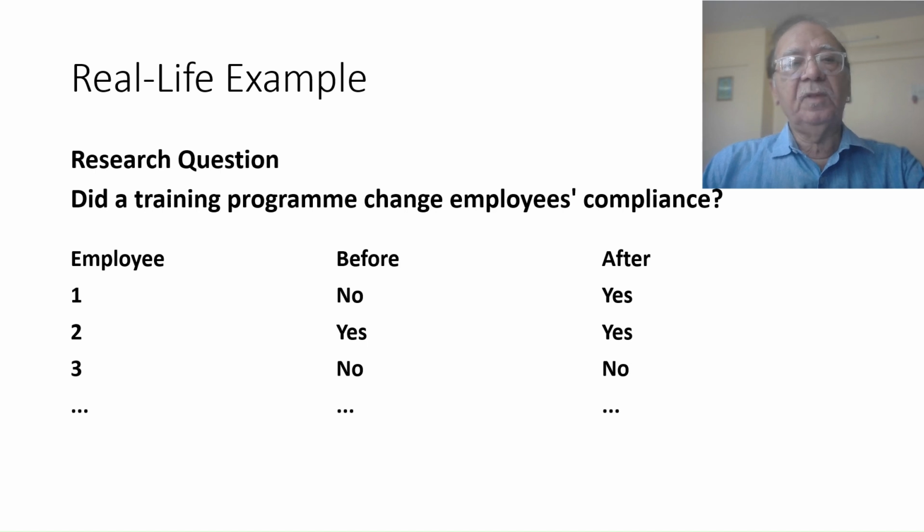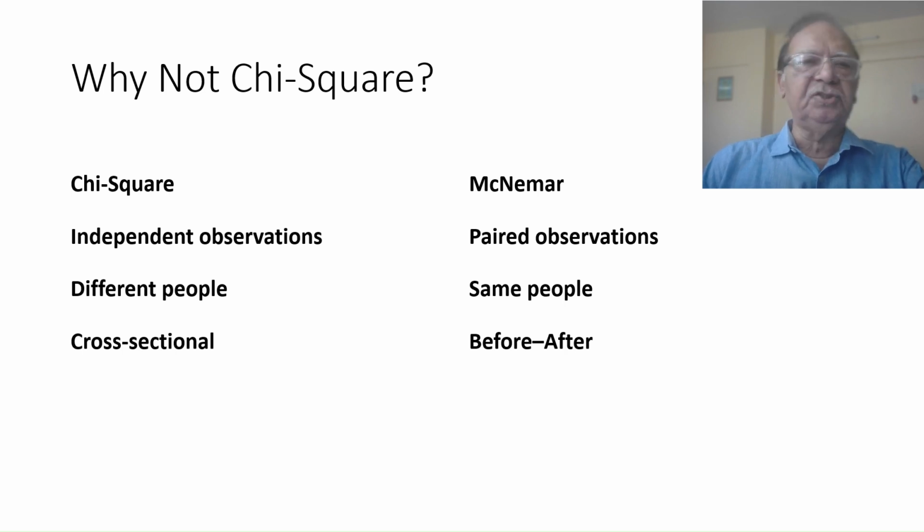Notice that the same employees are measured twice. This paired design is the key reason why McNemar's test is appropriate. The chi-square test assumes independence between observations. McNemar's test does not. It specifically analyzes changes within the same individuals.